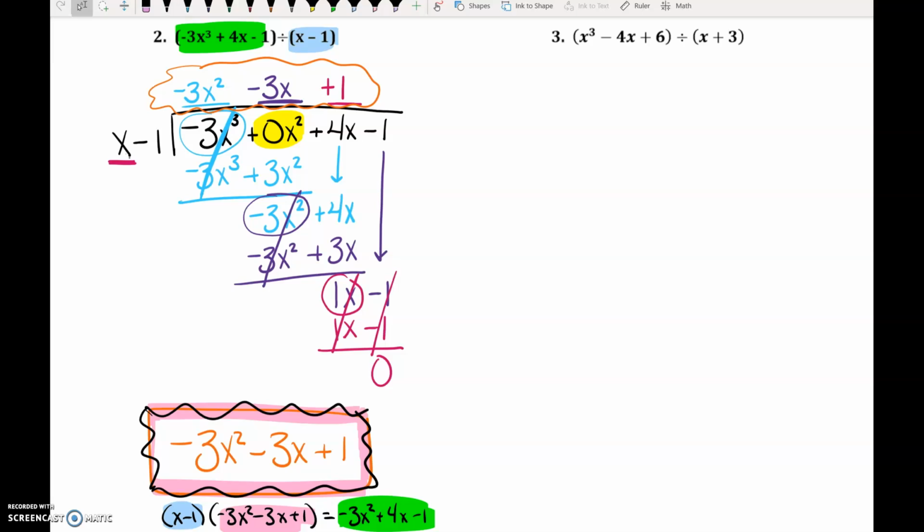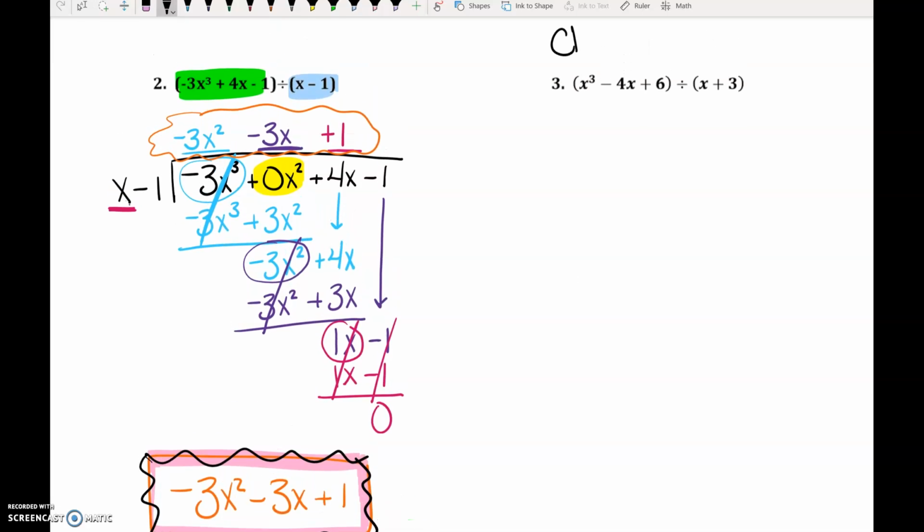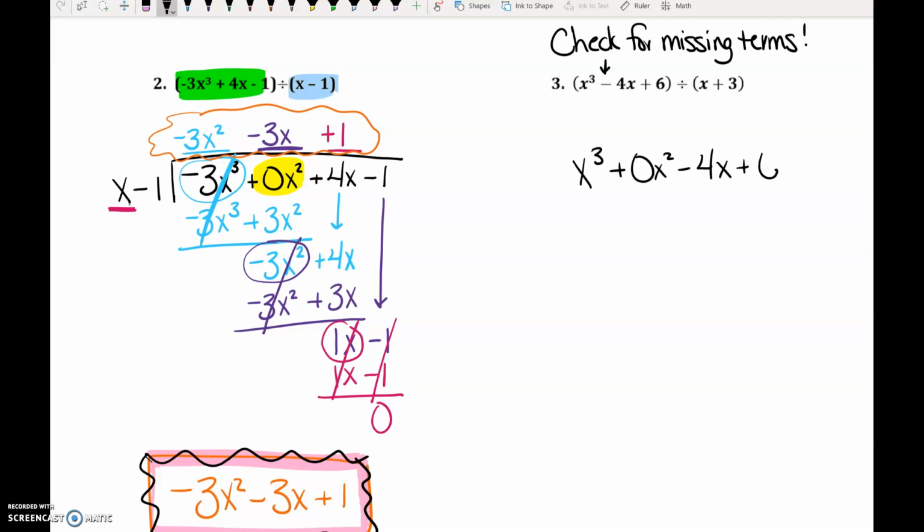So let's get number 3 started together, and then I'm going to let you pause the video and try this on your own. First thing, check for missing terms. You may want to write that on your notes. Check for missing terms. There is a missing term here. We've got x cubed, 0x squared, minus 4x plus 6.